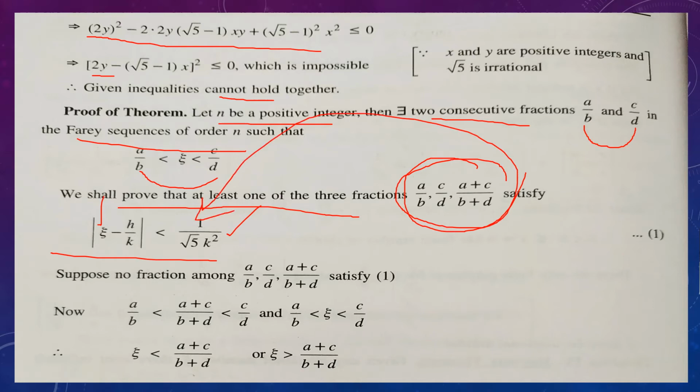Let us suppose none of the fractions among these satisfy inequality 1. Since a plus c over b plus d is the mediant, it lies between them. Xi also lies between them, so there will be two options: either xi will be less than this thing, or xi will be greater than this thing. We are taking that these numbers do not satisfy this equation. If these are not satisfying this equation, then if we put a by b, it will be greater than or equal to.